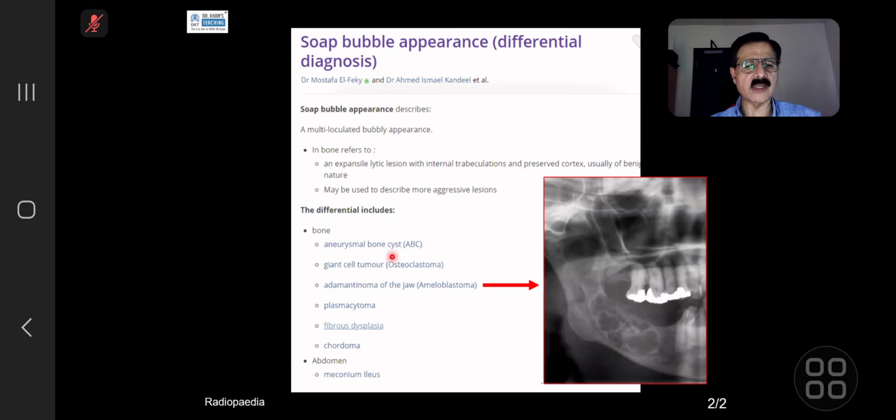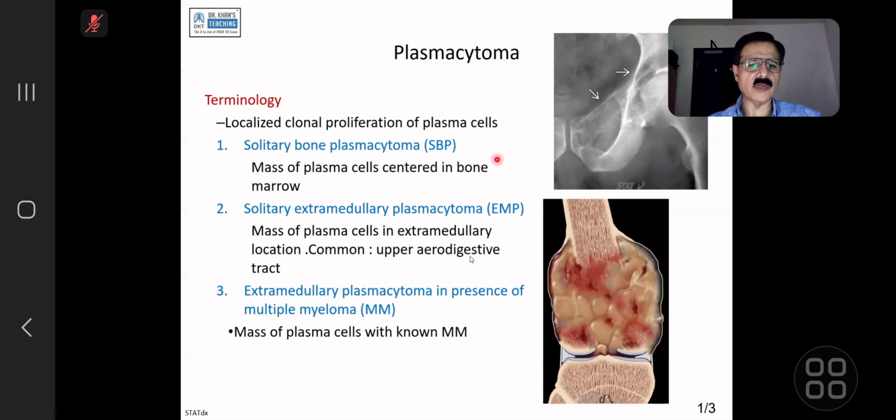So, in other bones, we were talking about the pelvis here. For example, an adamantinoma or an ameloblastoma of the jaw is also soap bubble. Right. Now, plasmacytoma versus multiple myeloma. This concept should be in your mind: what is a plasmacytoma? It is a localized clonal proliferation of plasma cells.